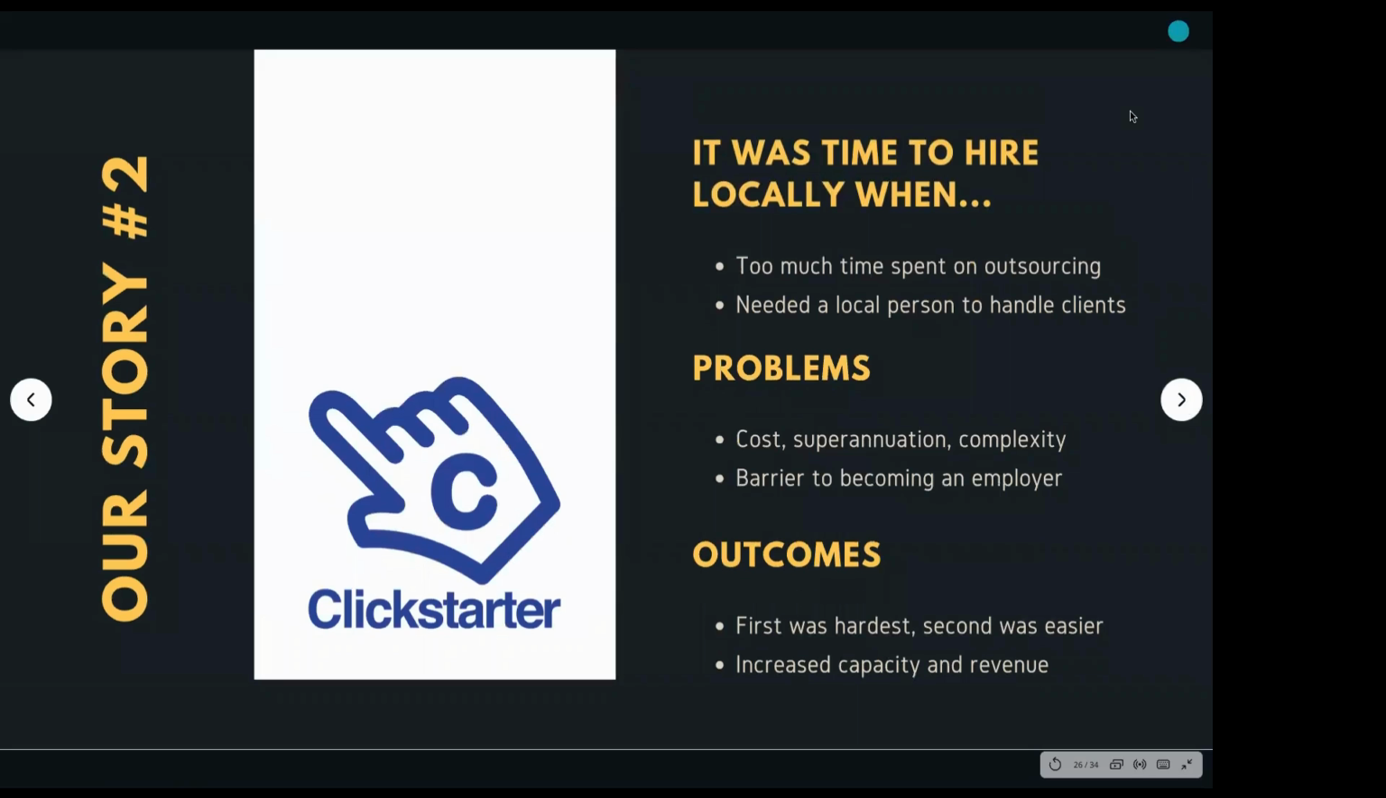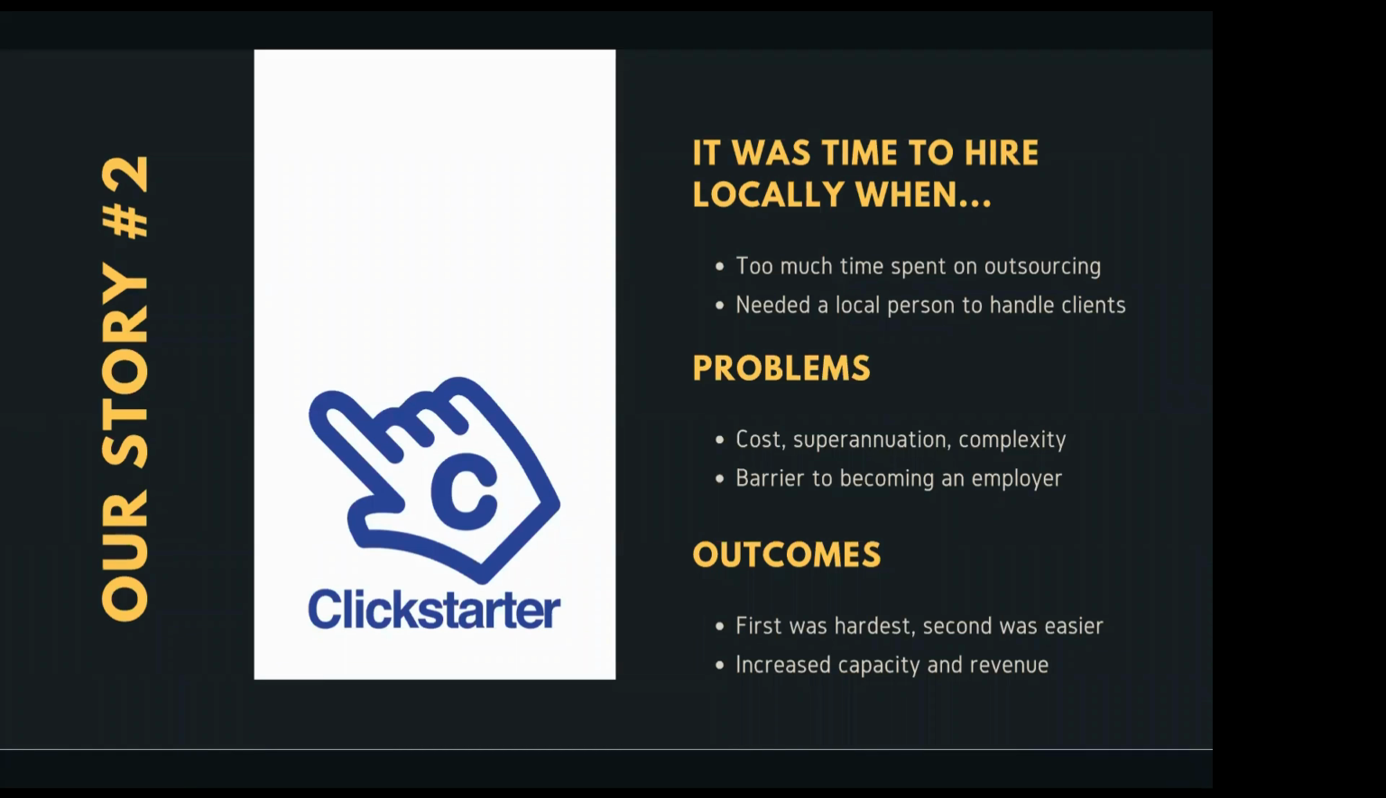The second one was my own business, Clickstarter. I knew it was time to hire locally. So this is an employment story. I spent too much time on outsourcing, and it was taking me too long to manage my outsourced staff. I couldn't hand over my local client contact because people were getting really annoyed that they were dealing with someone who didn't understand them or know them or who couldn't talk to them in the right way.